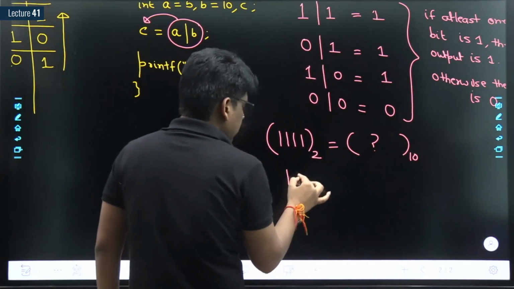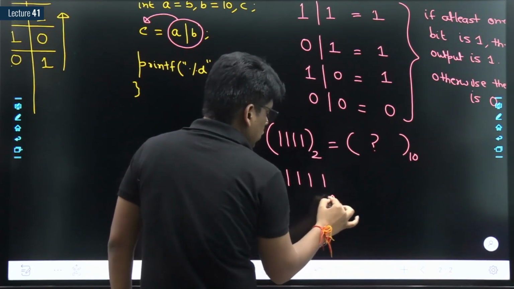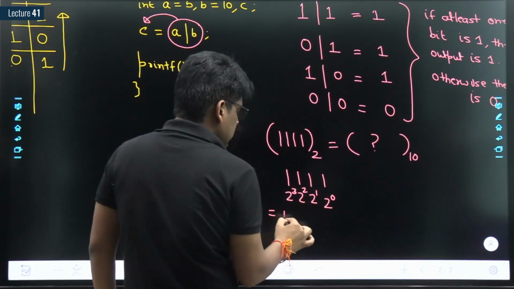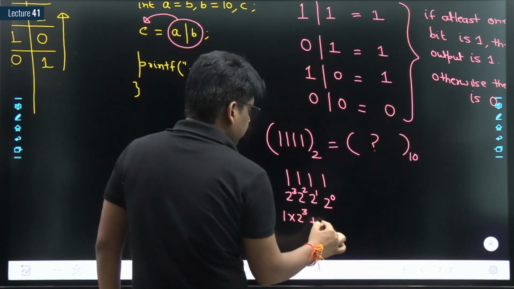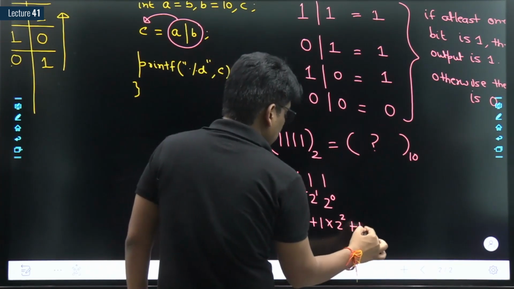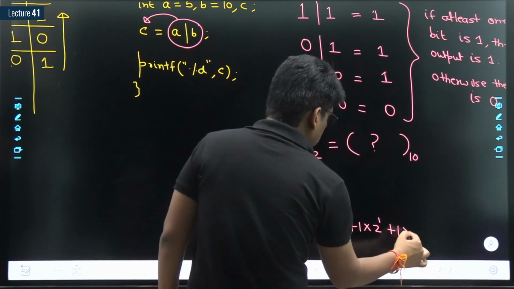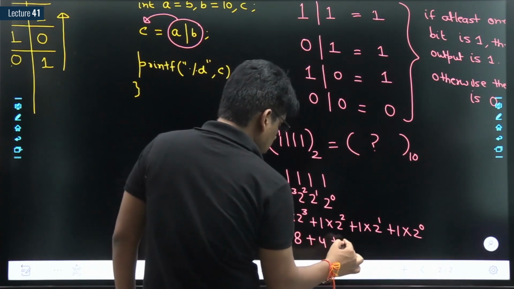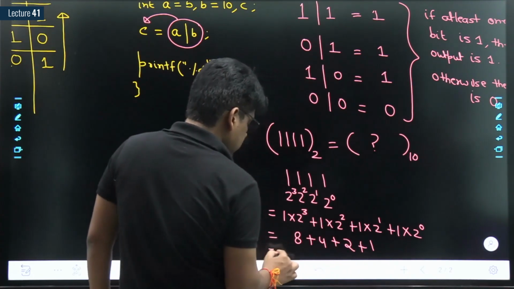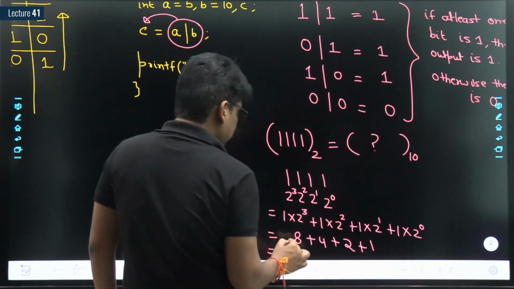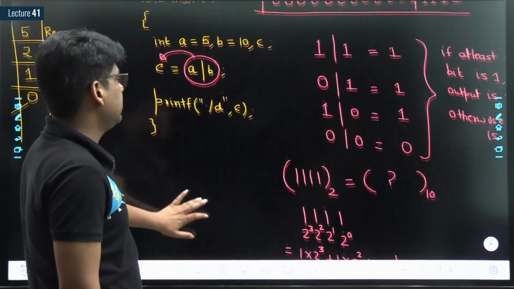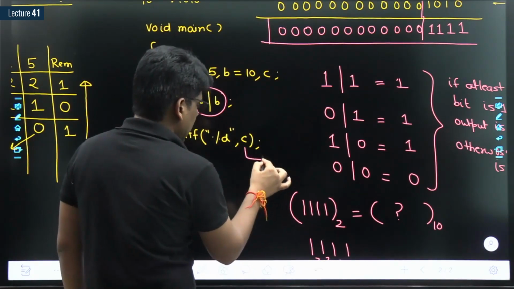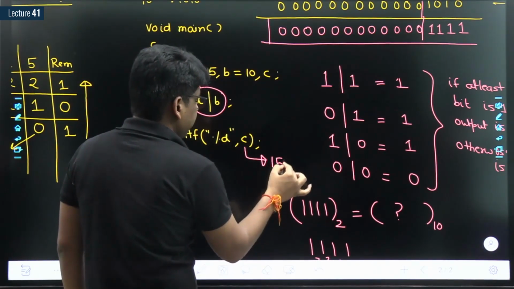That means 2 to the power 0, 2 to the power 1, 2 to the power 2, 2 to the power 3. What is the value? 1 into 2 to the power 3, 1 into 2 to the power 2, 1 into 2 to the power 1, 1 into 2 to the power 0. That is 8, 4, 2 and 1, which means 15. The value of that number is 15. So the value that goes inside C is 15. That is why the output of this code is 15.